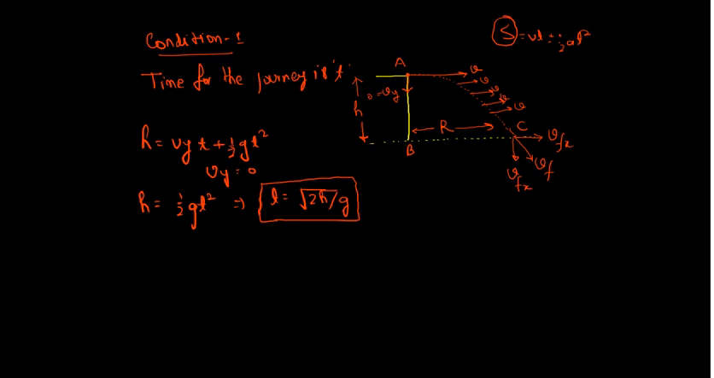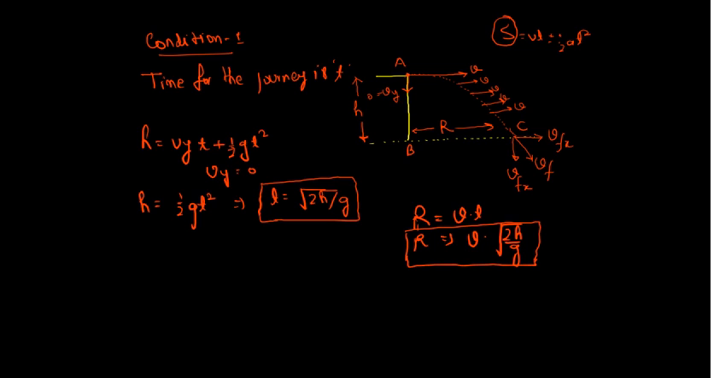So this is the time for which this whole journey will happen, correct? Now if I ask what this range is, this range is for this particular time period, t equal to square root of 2h divided by g, and it is due to this horizontal velocity v. So I will write R is equal to v multiplied by t, which is v multiplied by square root of 2h divided by g. So this is my range.